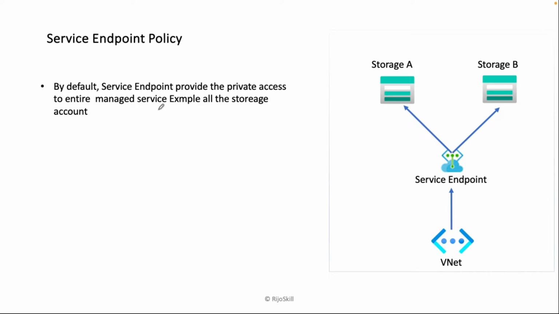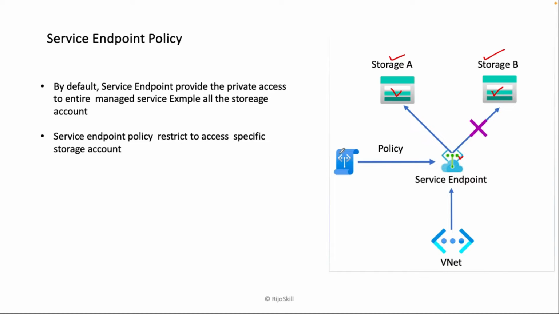Example, so here I will demonstrate one small diagram. Here you can see you are implementing your service endpoint, but you have two storage accounts, storage A and storage B. But the problem is, once you implement it, you can access both storage accounts, right? So when you implement the service endpoint policy, it restricts access to a specific storage account. So for example, you need to access only storage account A.